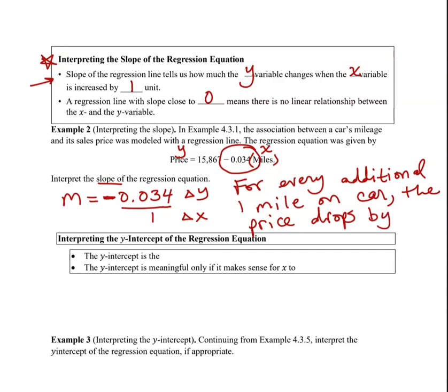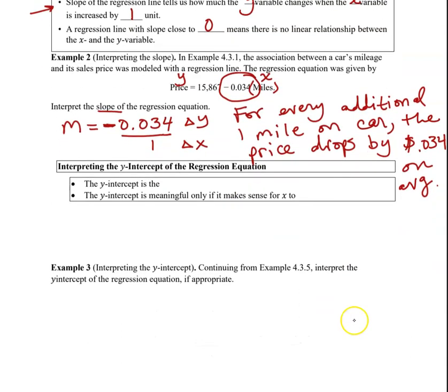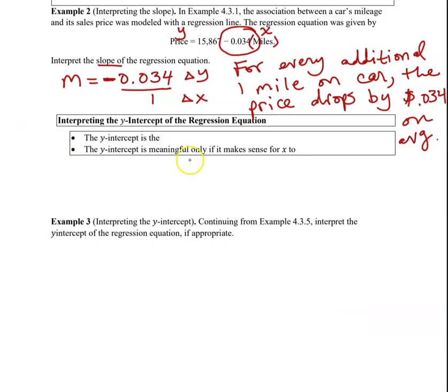How much does it go down by? That's what this numerator tells you. So the price drops by 0.03, about 3 cents, basically. And I'm going to say on average, because we want to be a little open-ended there. So for every additional 1 unit increase in the mileage, the price will go down by about 3 cents is what we're saying. Let's talk finally about the y-intercept.